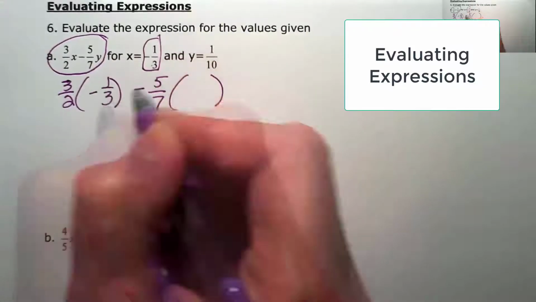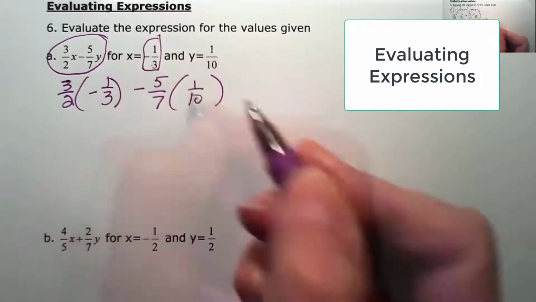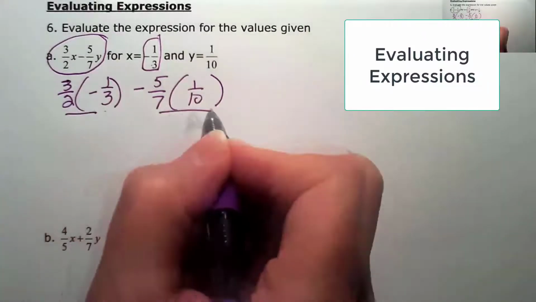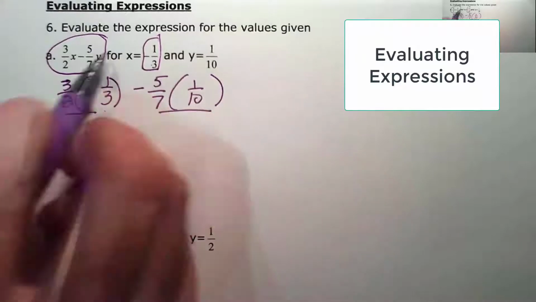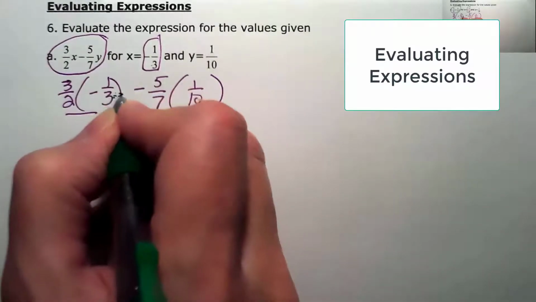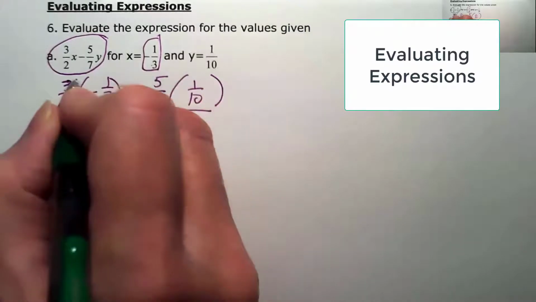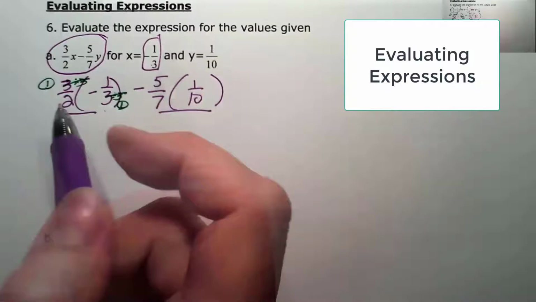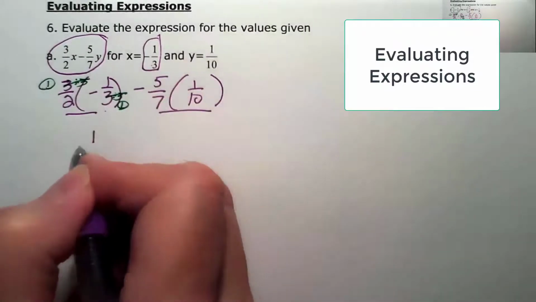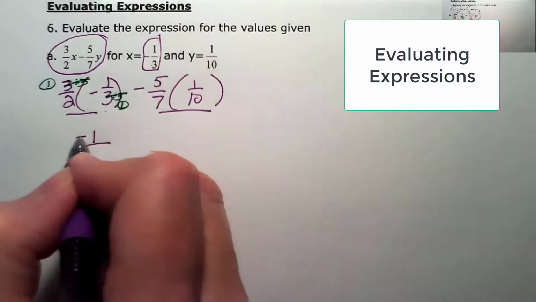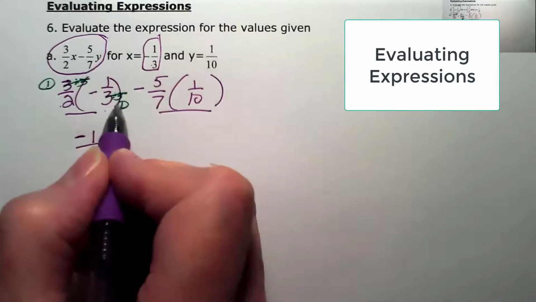Be really careful that you include the sign. Then we do order of operations. So first I'm going to multiply this. I can reduce before I multiply. If I divide by 3, I'll get 1. If I divide by 3, I'll get 1. Now I'm just multiplying 1 times 1 and 2 times, actually that was 1 times negative 1, 2 times 1.